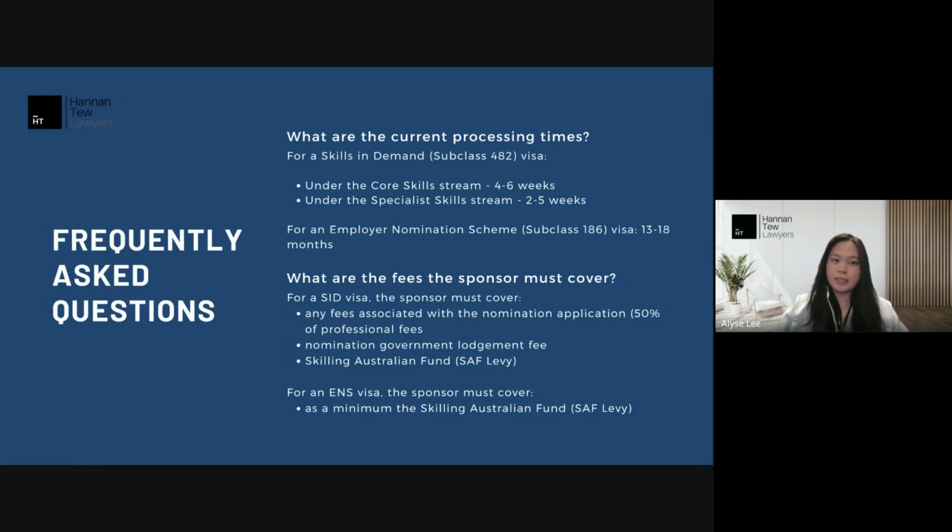The department has acknowledged that there is a big backlog of applications. Most new SID visas that are lodged since 7th of December, when the new changes came in, have been meeting the promised processing times. But it looks like the 482 visas lodged before December 2024, their processing times still remain around the 3 to 6 month mark, which is a big difference.